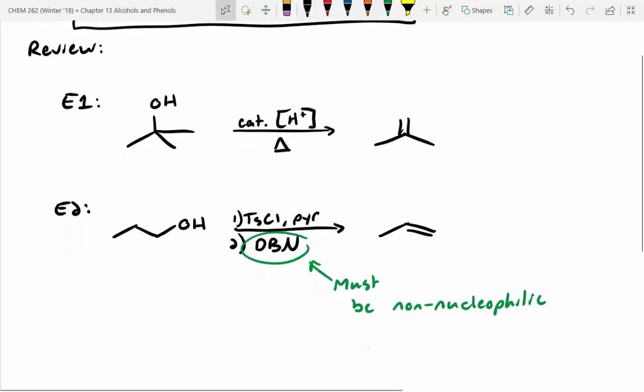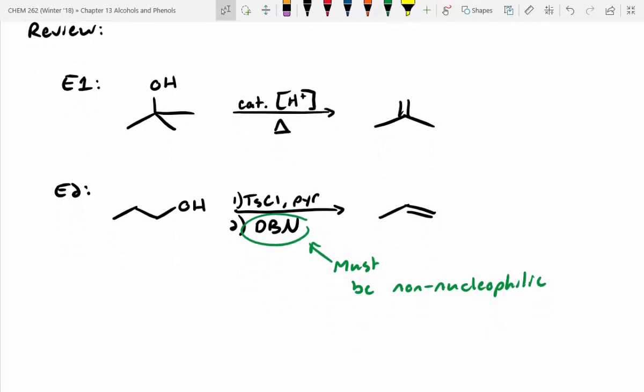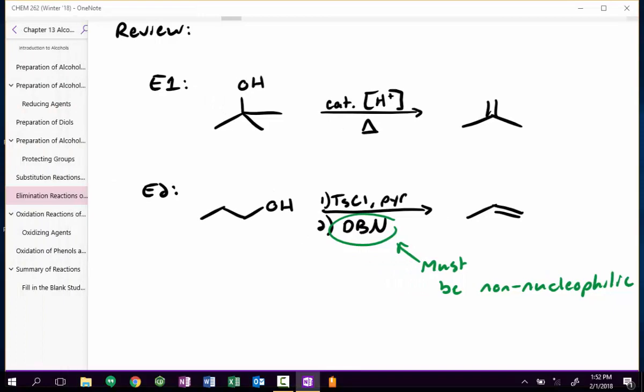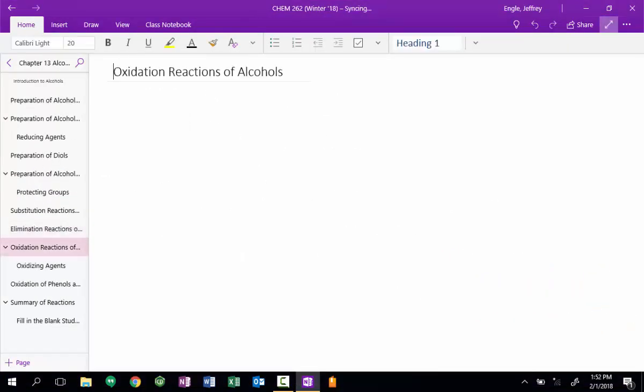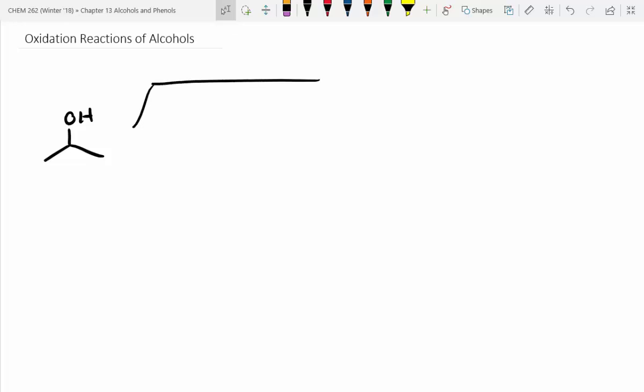All right. So now we got to get into some different chemistry. We've already done reduction, we've done Grignard reactions, we've done substitution, elimination, but we haven't done oxidation yet. So let's take a look at oxidation reactions of alcohols. And I'll show you this general scheme. I'm going to color code it to show a blue hydrogen coming off there.